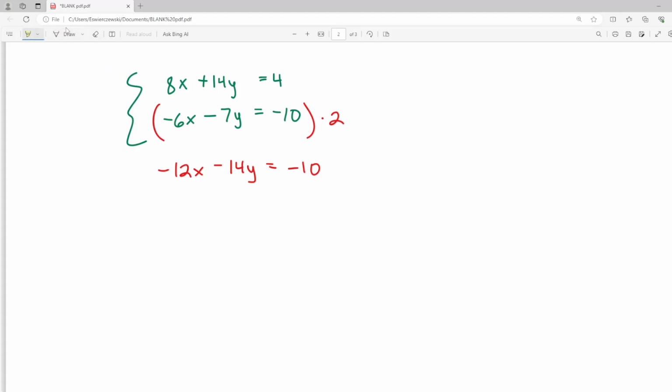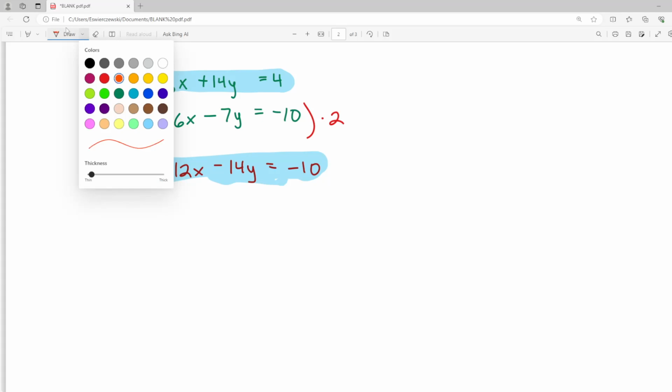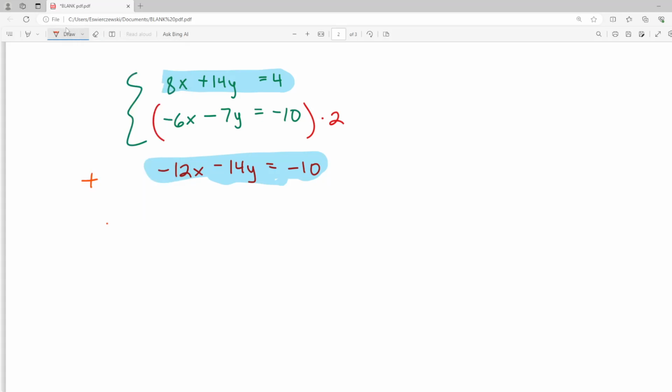Now, I do have coefficients that are the opposite. They're not the same, but they're opposite. So I'm going to add these equations that I highlighted, because this equation down here, since it's just a multiple of this one, it is exactly the same line. If I add these, 8 plus negative 12 is negative 4. So negative 4x, positive 14y plus negative 14y cancels out, and 4 plus negative 10 is negative 6.